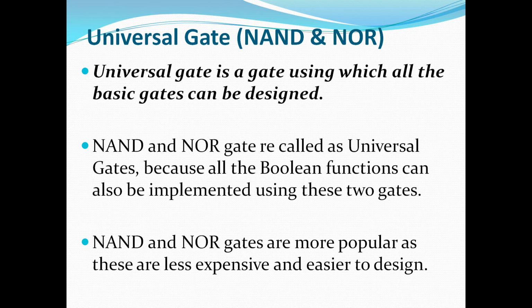We are saying these gates are universal because all the boolean functions can be implemented using only these two gates. Not only some, all the boolean functions can be implemented using only the NAND gate or only the NOR gate. By using only these two gates, it is possible to implement all other gates. That is the main advantage.